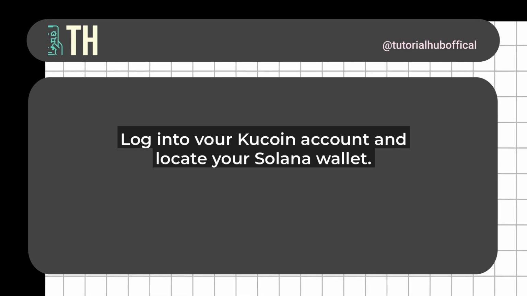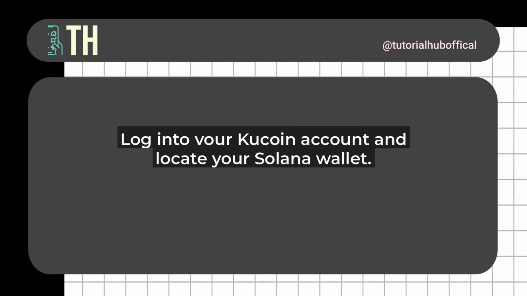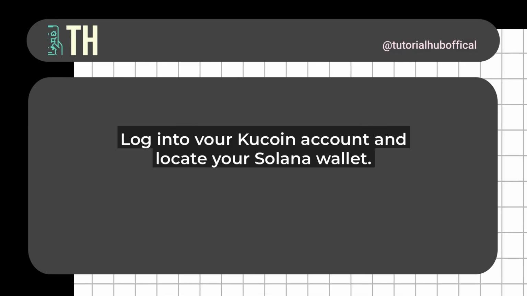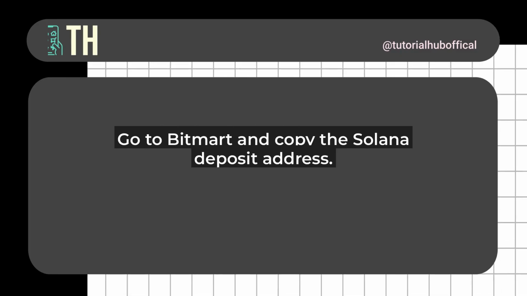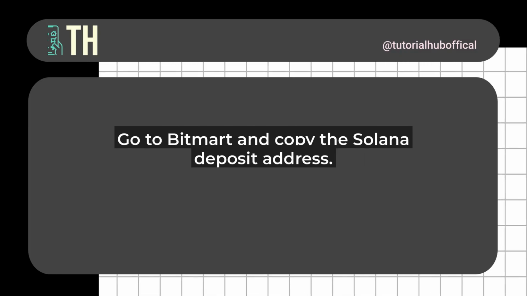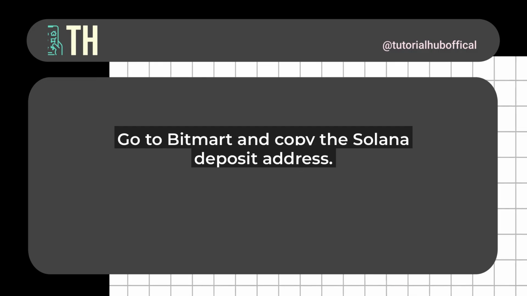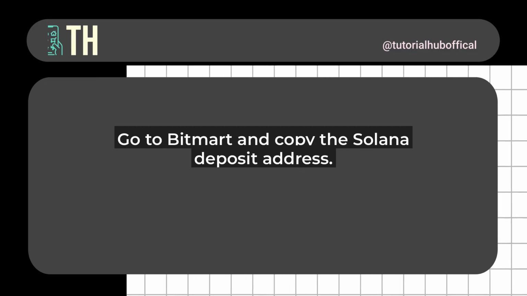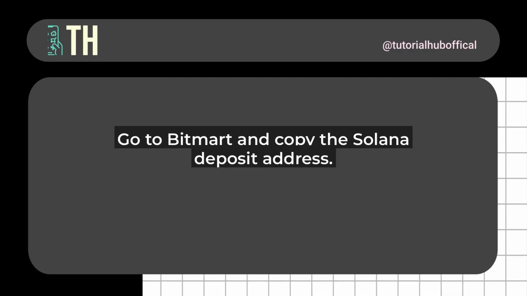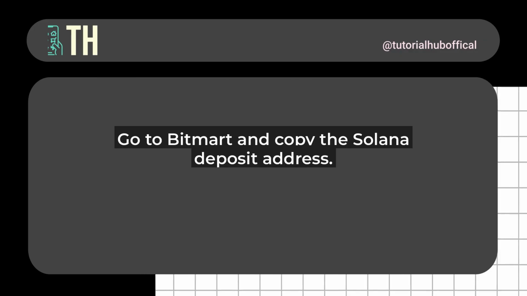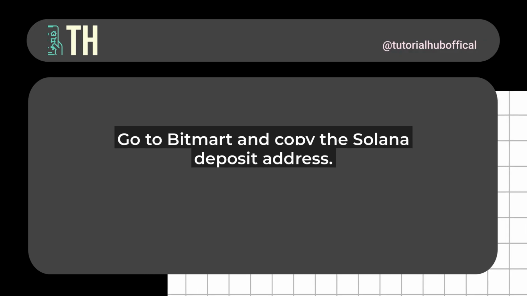First things first, make sure you have accounts on both Kucoin and Bitmart, and that your Solana is readily available in your Kucoin wallet. Start by logging into your Kucoin account. Once you're in, navigate to the Assets, or Wallet, section and find your Solana balance. Click on Withdraw next to Solana to begin the process.